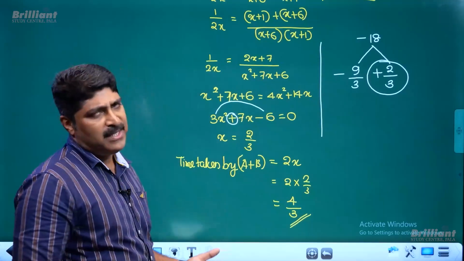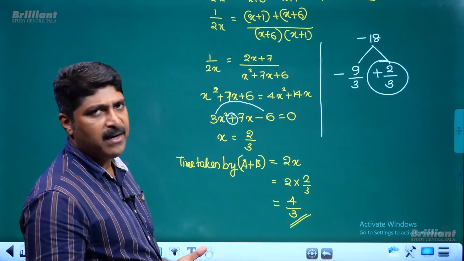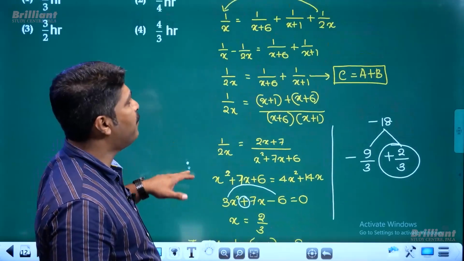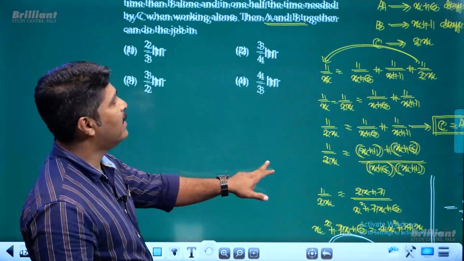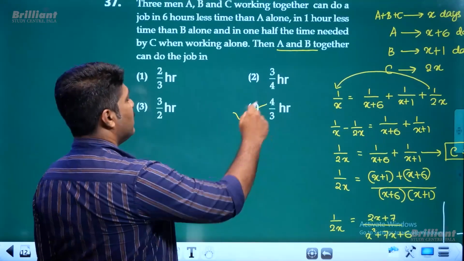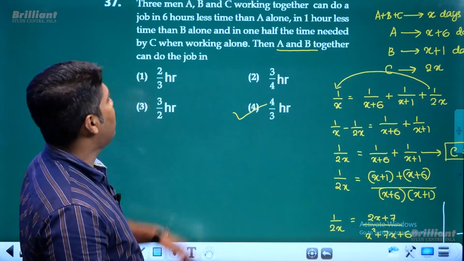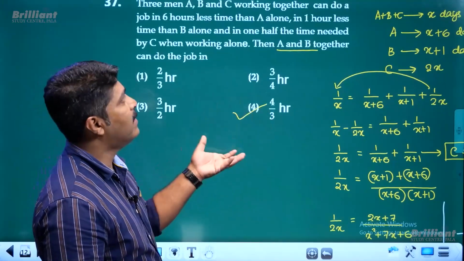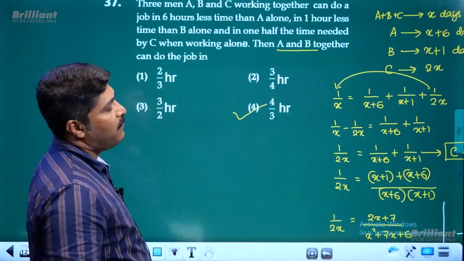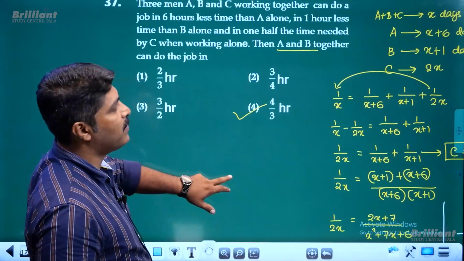So that's why I mentioned that it's a little more complicated one. It's a little more advanced one. But understand the method to find the answer of such a question. Here the answer is option 4, that is 4 by 3 hours. So here we mentioned in the form of days, but that's hours actually. Got it? So this is the way to find the answer of similar type of questions.